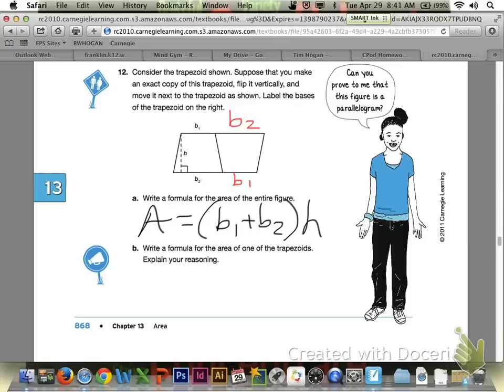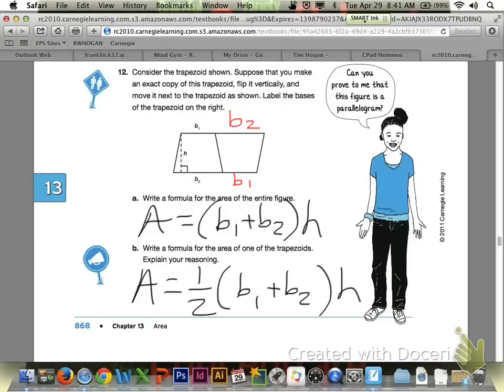If you look at letter A, it says write a formula for the area of the entire figure. The figure that you now created after you copied and flipped looks like a parallelogram. So you're going to add the two bases together and multiply that by the height in order to find the area of the entire figure.